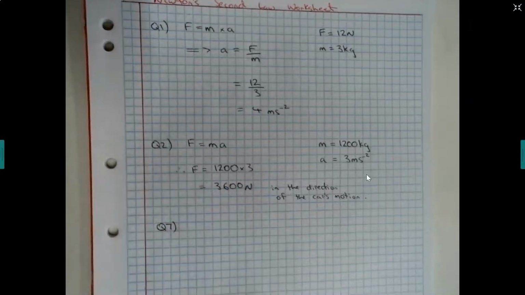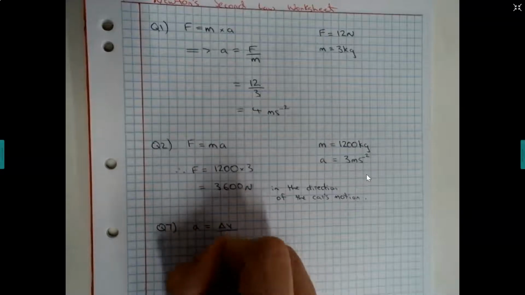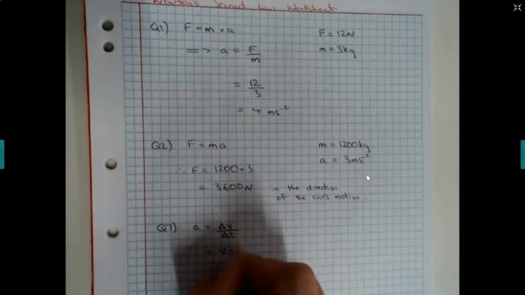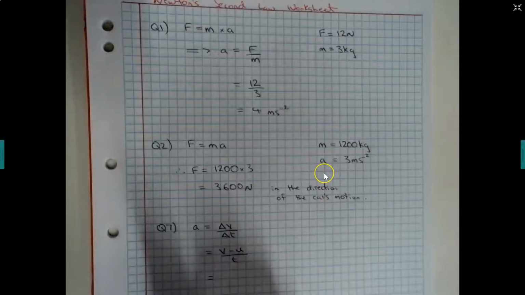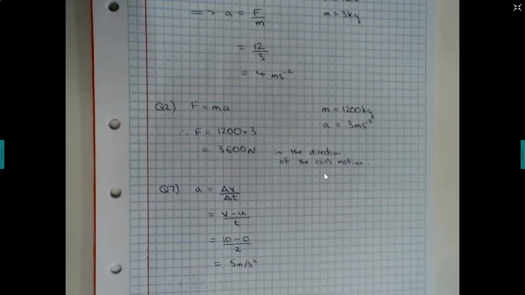Question 7. Acceleration is equal to change in velocity over change in time, which is final velocity minus initial velocity over time. Our final velocity is 10 meters per second. Our initial velocity is 0, happened over 2 seconds, so our acceleration is 5 meters per second squared. So now I've got my acceleration.